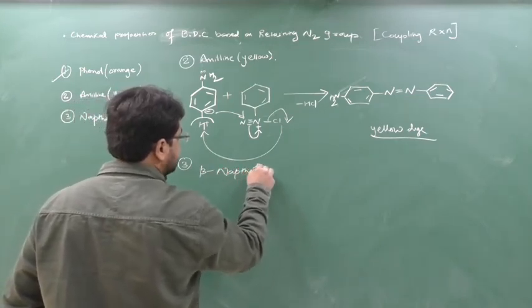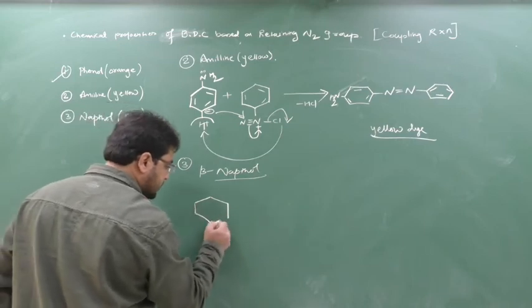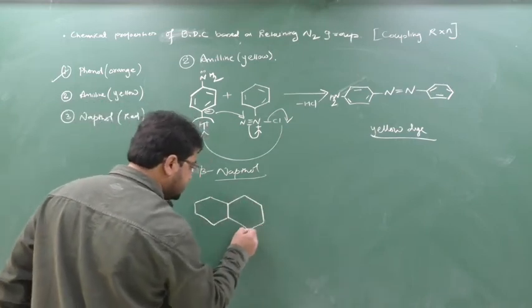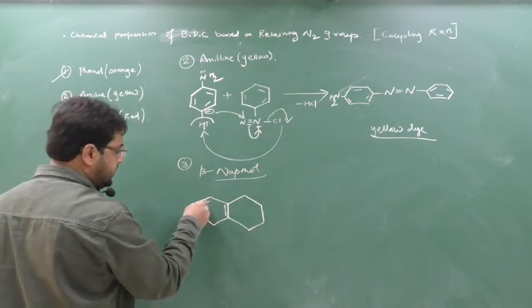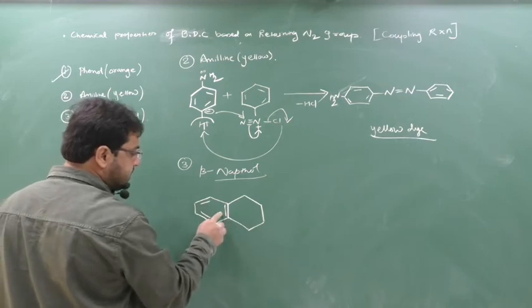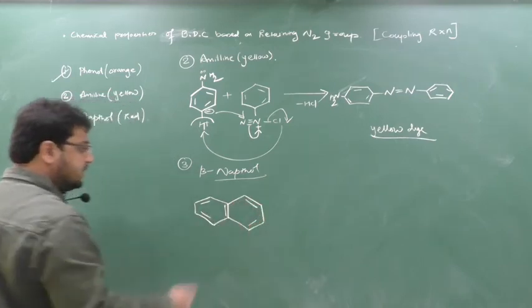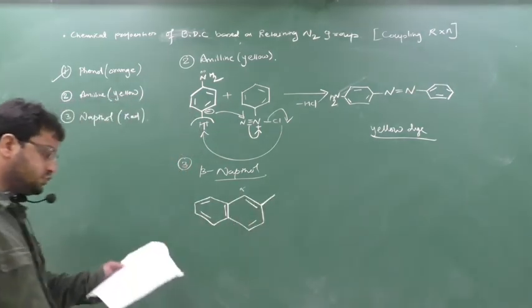Now see first what is beta naphthol. Draw two rings in this way. Make a bond here in the center. If here there is a bond, there is no bond here. If there is a bond here, there is a bond here. Similarly, this bond is also for this ring. So here there is no bond. This position we call the alpha position. Here is called the beta position.